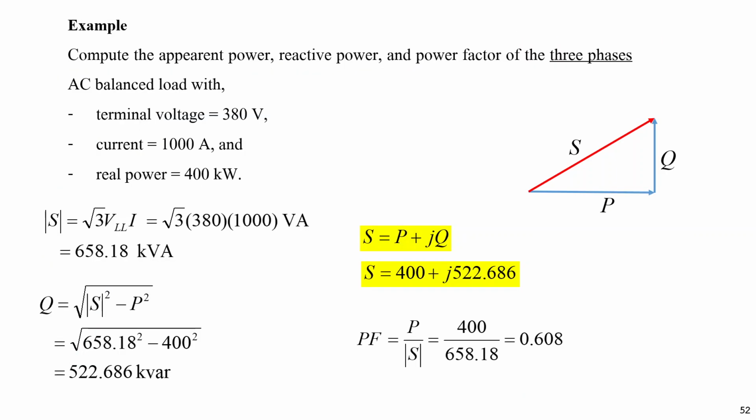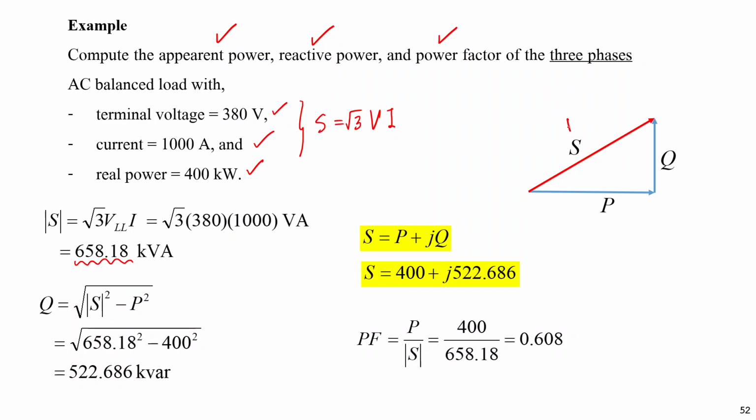Then let's see another example, right? Compute the apparent power, reactive power, and power factor of the three-phase AC balanced load. The voltage is 380 volt, current is 100 ampere. The real power is 400 kilowatt, right? So apparent power is square root 3 V and I, right? So we calculate apparent power at 658.18 kVA, right? Here.